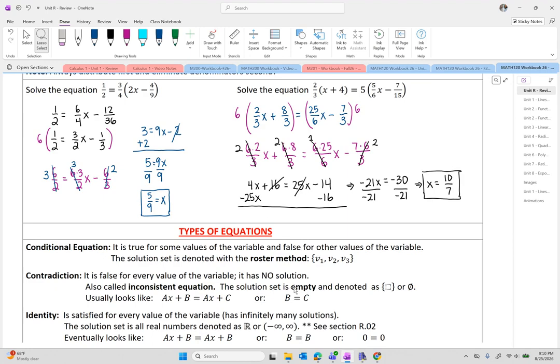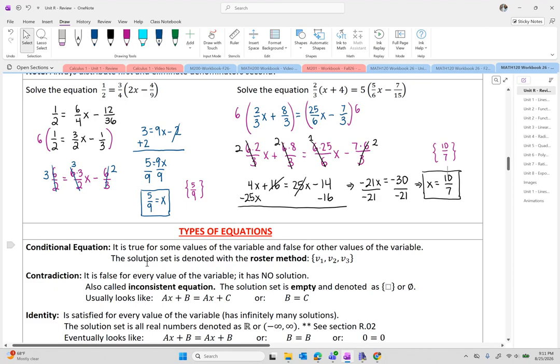These types of equations are called conditional equations. They are true for some values of the variable and false for other values of the variable. The solution set is denoted with the roster method. The roster method uses curly braces, and inside the braces we list the solutions we find separated by commas. In the case of the last two examples we did, it would be the set that has only one value, 5/9, and the set that has only one value, 10/7. This is because linear equations, if they have a solution, have only one.